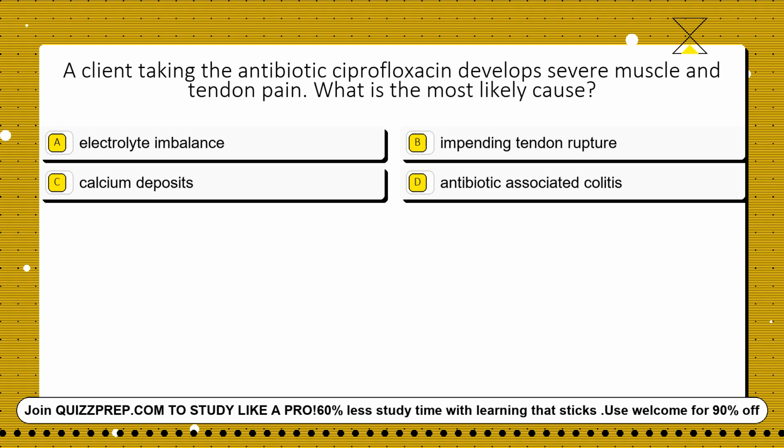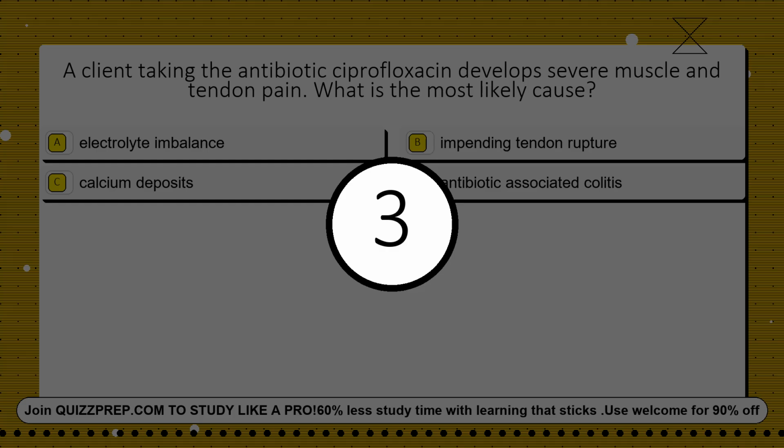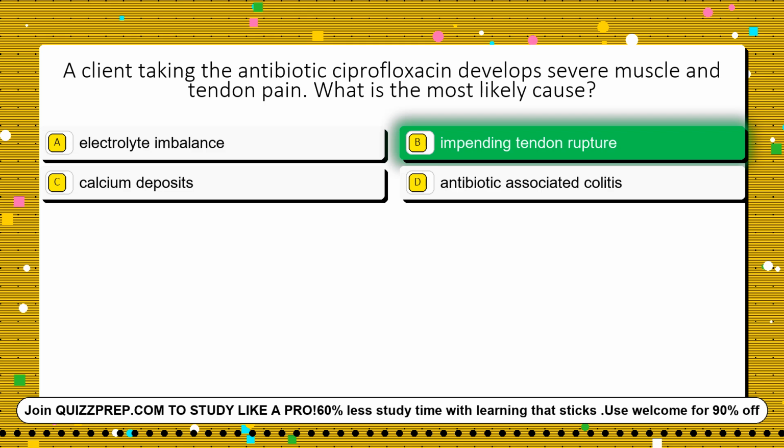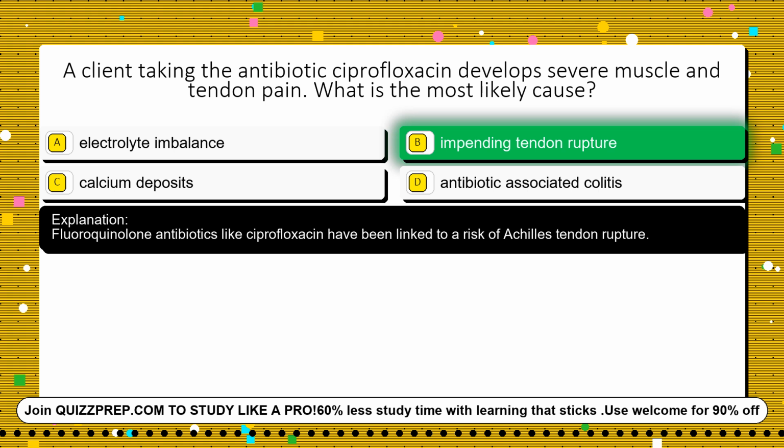Option A. Electrolyte imbalance. Option B. Impending tendon rupture. Option C. Calcium deposits. Option D. Antibiotic-associated colitis. The correct answer is option B, impending tendon rupture. Fluoroquinolone antibiotics like ciprofloxacin have been linked to a risk of Achilles tendon rupture.